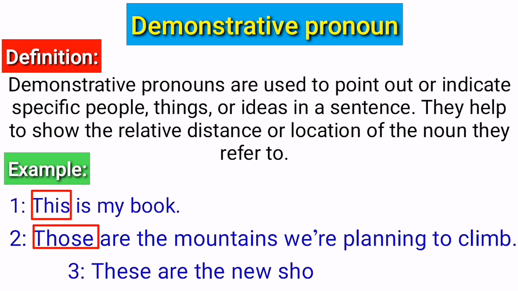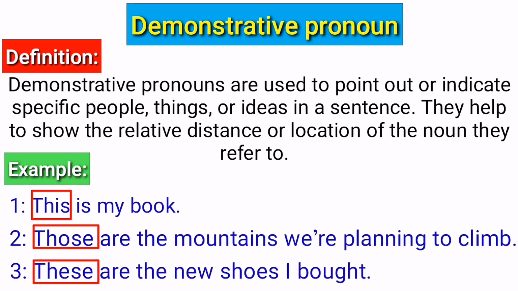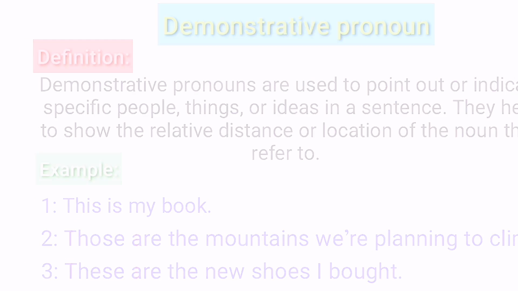These are the new shoes I bought. Again here the word these is a demonstrative pronoun. It's used to indicate specific shoes that are nearby or within the speaker's context. These is replacing the need to repeat the new shoes and helps point out the particular items being discussed. Demonstrative pronouns like these help provide clarity and context to the reader or listener.